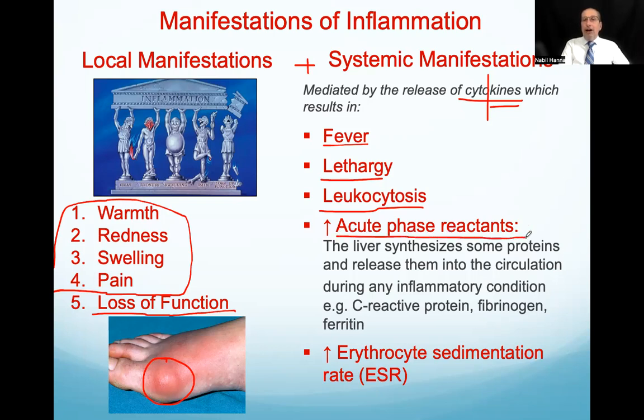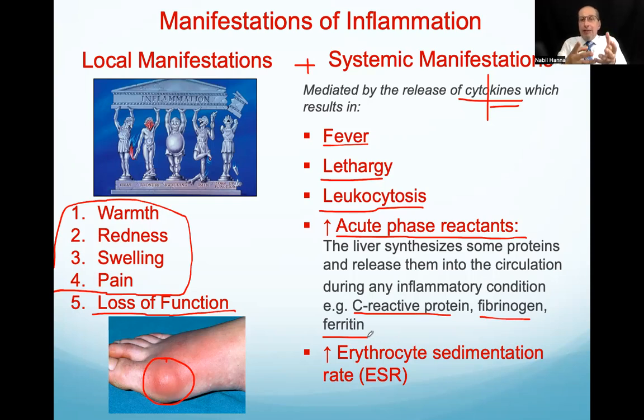Acute phase reactants are non-specific proteins. They are released whenever you have inflammation, any type of inflammation, whether because of viral infection, bacterial infection, or autoimmune condition. And they are examples of acute phase reactants: C-reactive protein, fibrinogen, even ferritin is an acute phase reactant. So if you have inflammation for whatever reason, if you have rheumatoid arthritis, your C-reactive protein goes up, your fibrinogen goes up, your ferritin goes up.